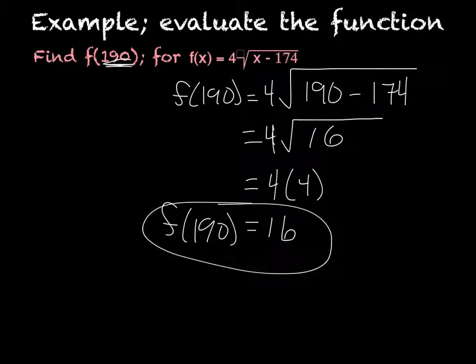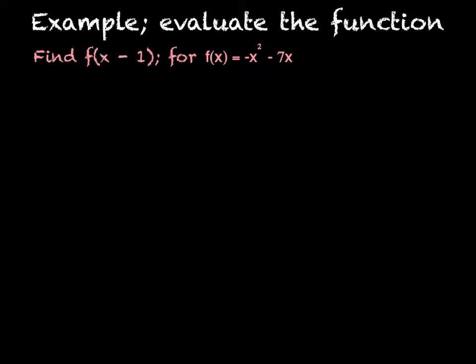Final answer. Now this next one's going to be the most complicated problem of them all, because what's inside the function is x minus 1. So it's a lot more complicated. But all we have to do is, anywhere we see an x in our function, we need to insert the x minus 1. So what that will look like is f of x minus 1 equals negative x minus 1, because that's where we had an x, squared minus 7. There's another x, so I write x minus 1.